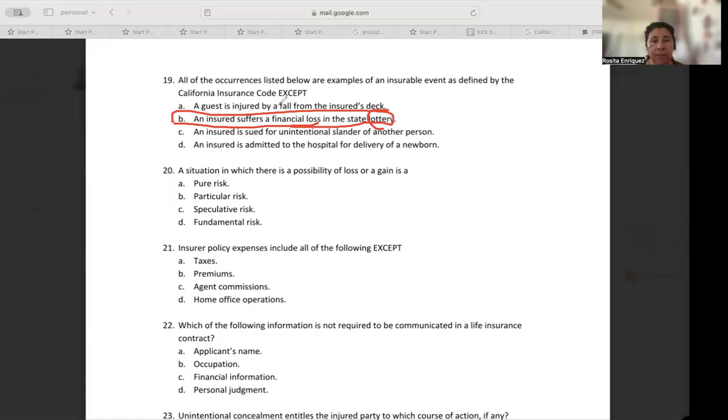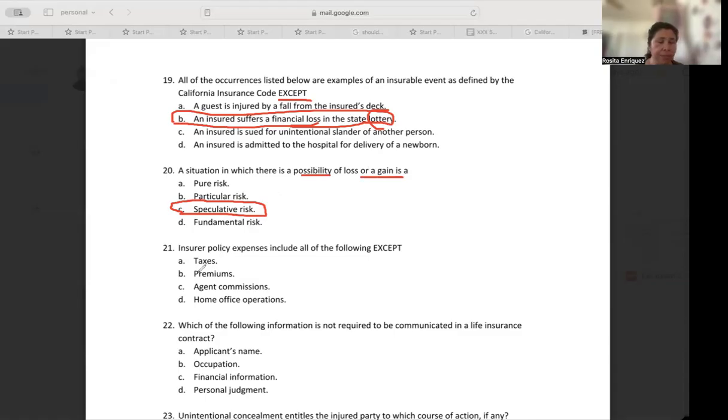Okay, number 20. A situation in which there is possibility of loss or gain is a speculative, right? Because it's speculation, right? There's possibility of loss or gain. Speculative risk. So these are the keywords, and this is the answer.